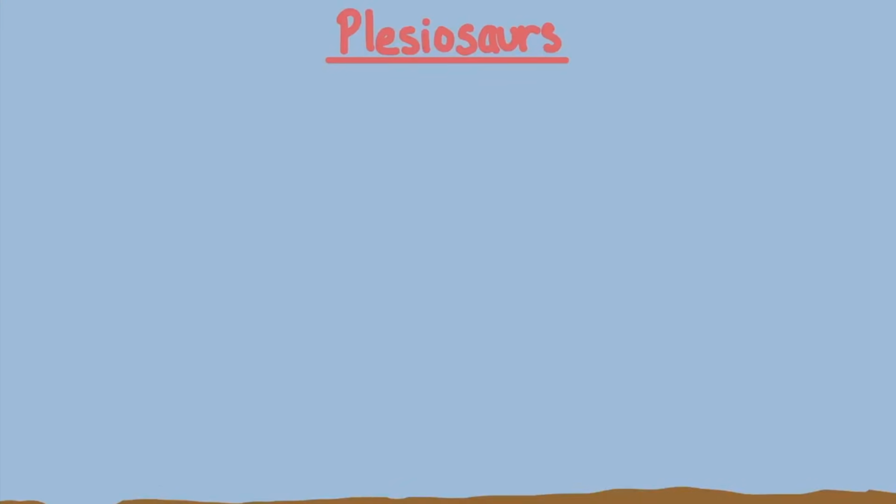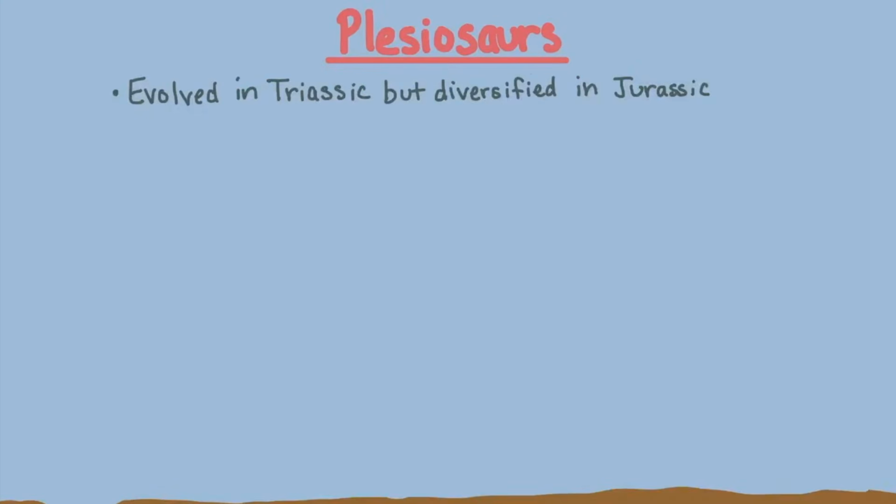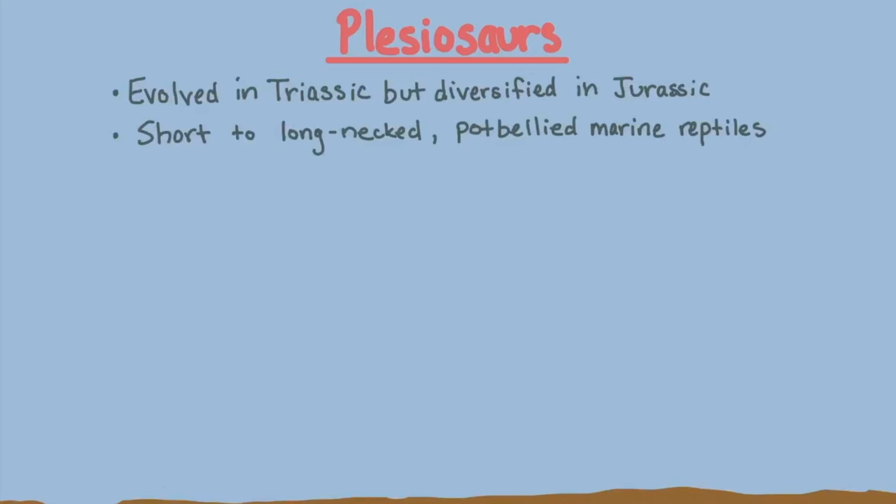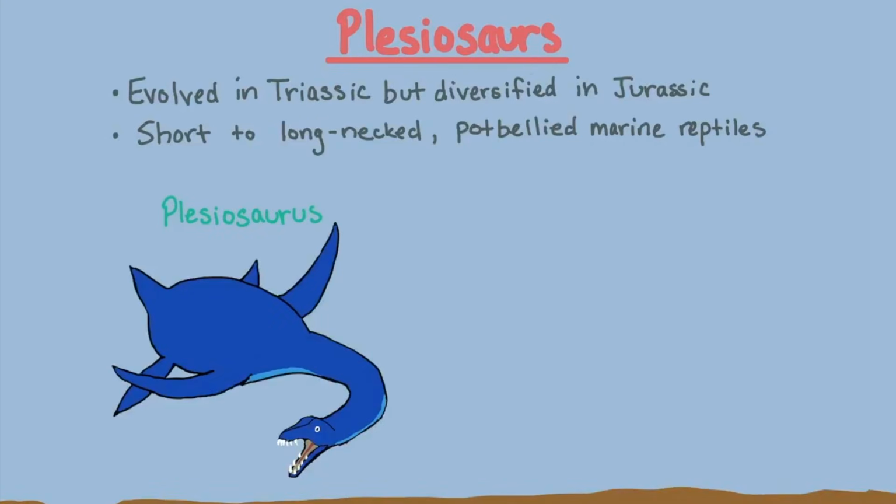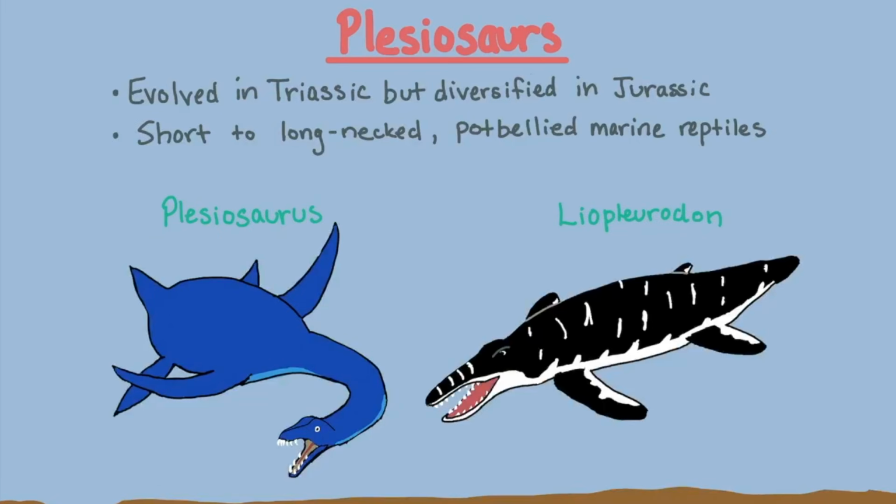The plesiosaurs evolved in the Triassic but diversified in the Jurassic. Plesiosaurs had short to long necks, were pot-bellied, and were marine predatory reptiles. Examples include Plesiosaurus and Liopleurodon, which was a scary apex predator that ranged from 23 to 33 feet long.